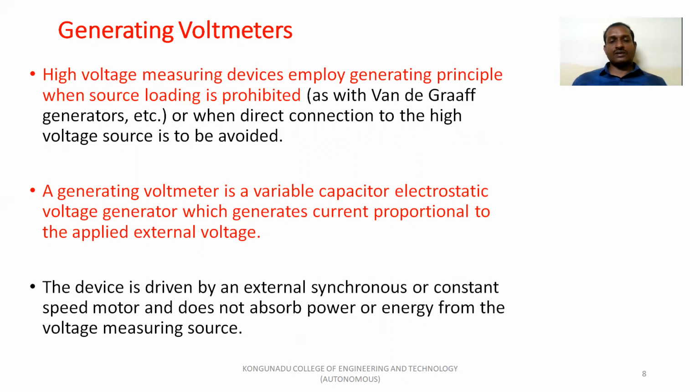The device is driven by a synchronous or constant speed motor and does not absorb power or energy from the voltage measuring source. The electrostatic generating voltmeter uses a rotating rotor section, driven by an external synchronous or constant speed motor. This motor does not absorb any energy or power from the measuring device. So we are using the variable capacitor concept and a synchronous or constant speed motor to drive the rotor.